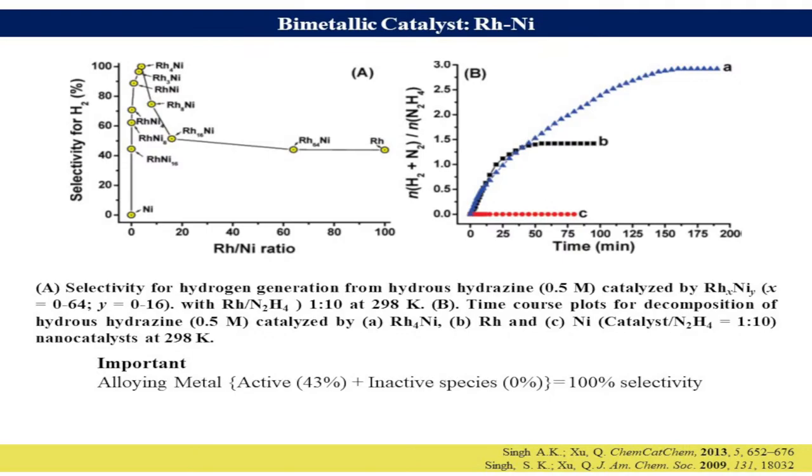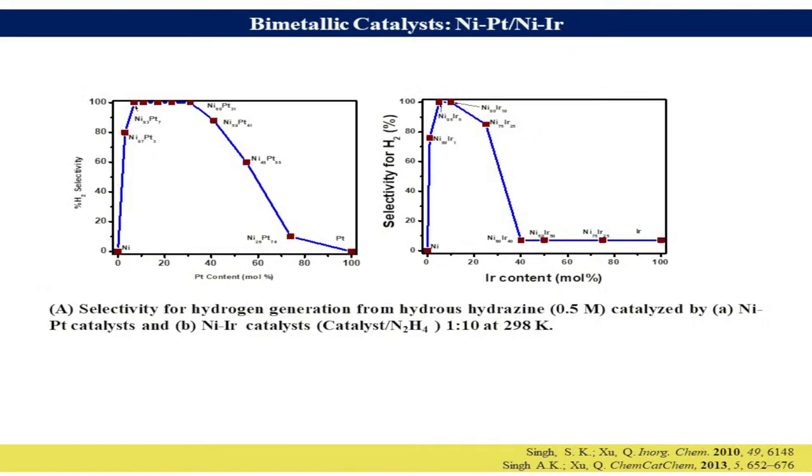So by using this idea, we had tried other catalysts also. We found two other results in the nickel-platinum and nickel-iridium catalysts, in which nickel is inactive and platinum is inactive, and when mixed in a certain ratio, we are getting complete conversion of hydrogen to nitrogen and hydrogen. Similarly, the iridium-based catalyst from 5% to 10% iridium is showing complete conversion of hydrogen to nitrogen and hydrogen.